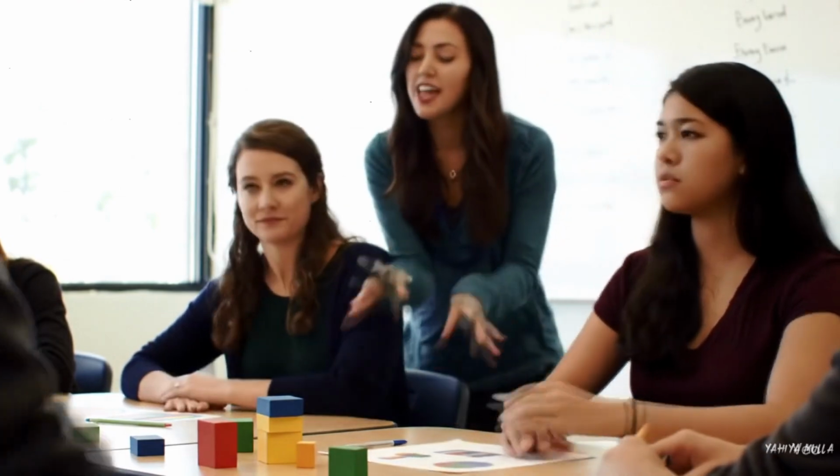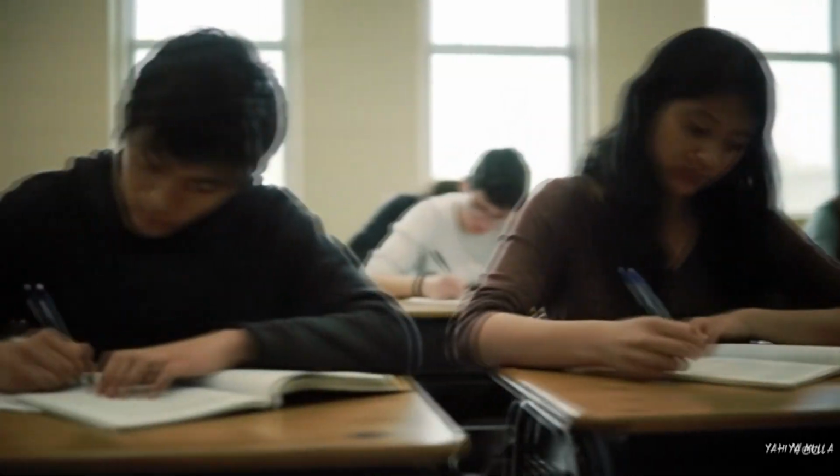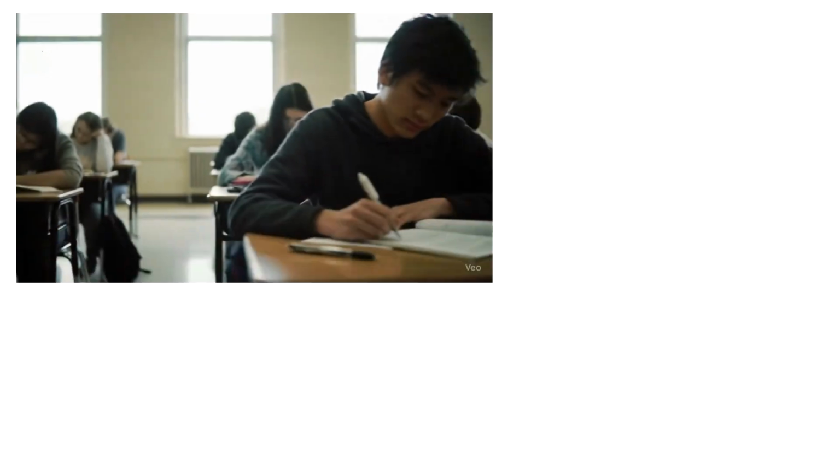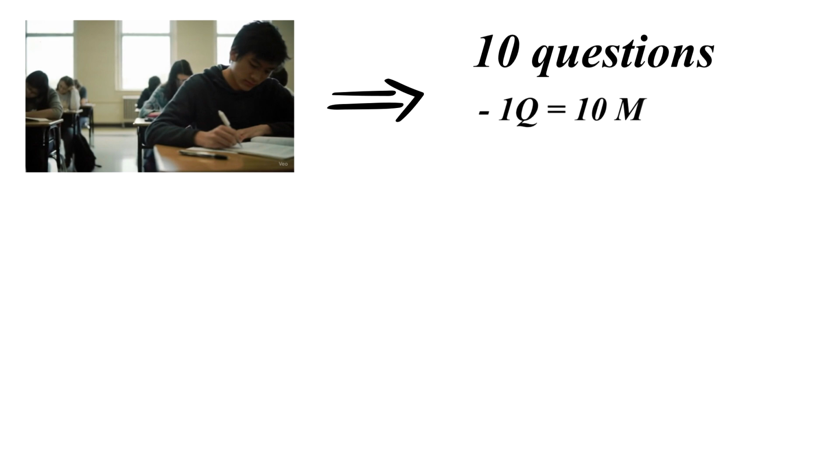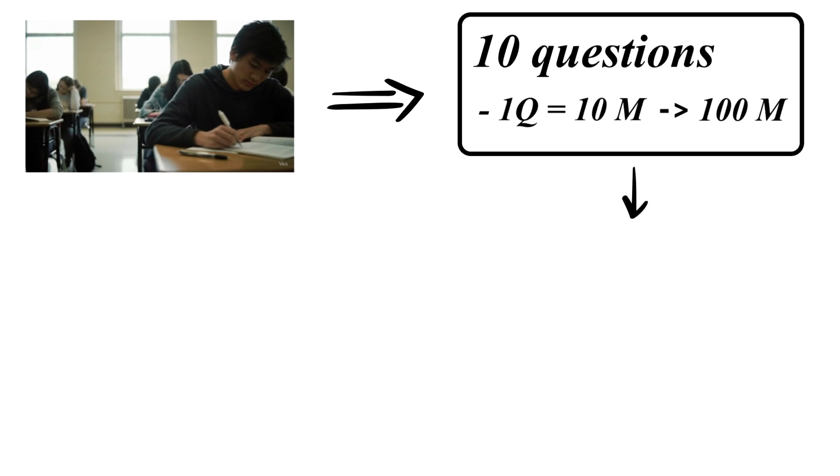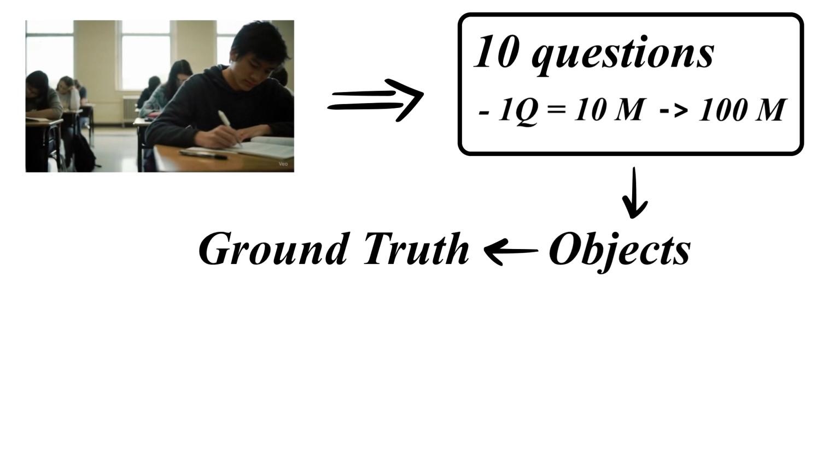To make things easy to understand, let us use an analogy. Imagine you are writing an exam. Let us say that the exam has 10 questions and each question carries 10 marks, making the total 100 marks. These 10 questions represent the objects in our dataset. This is our ground truth.